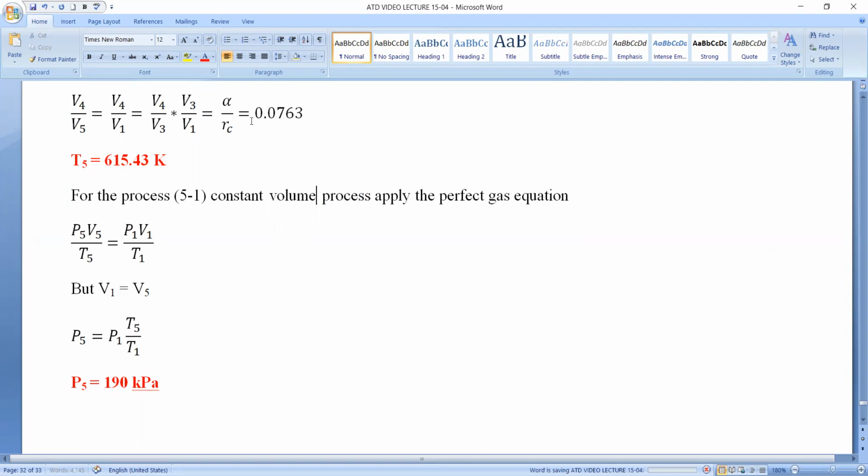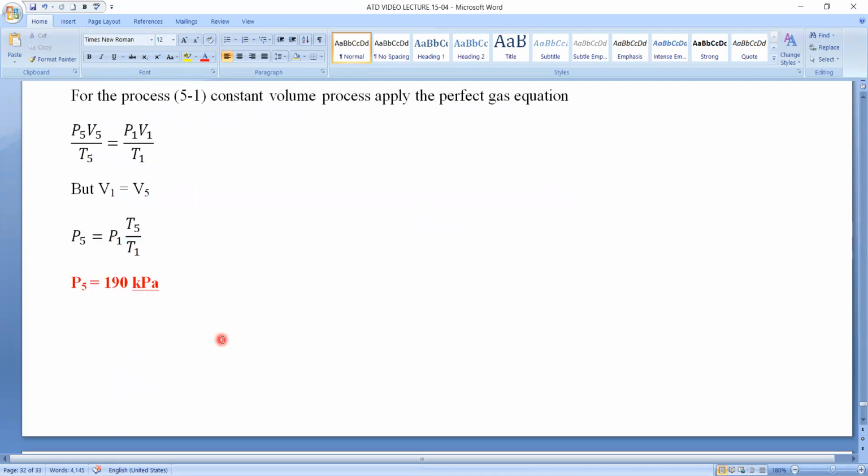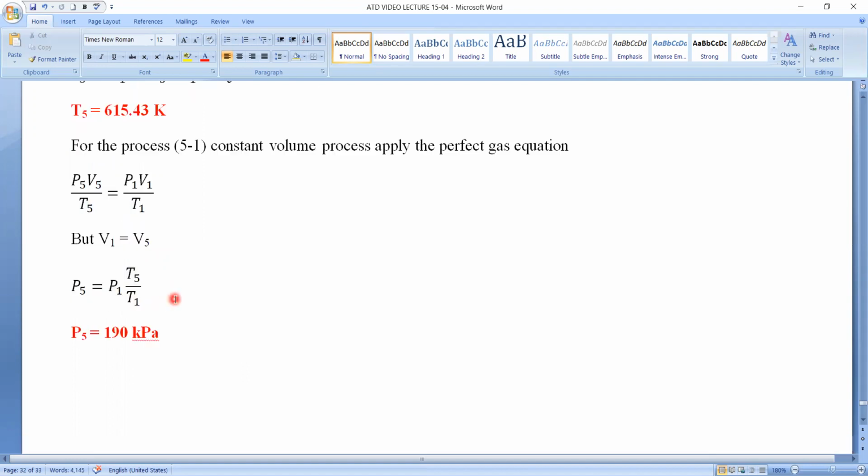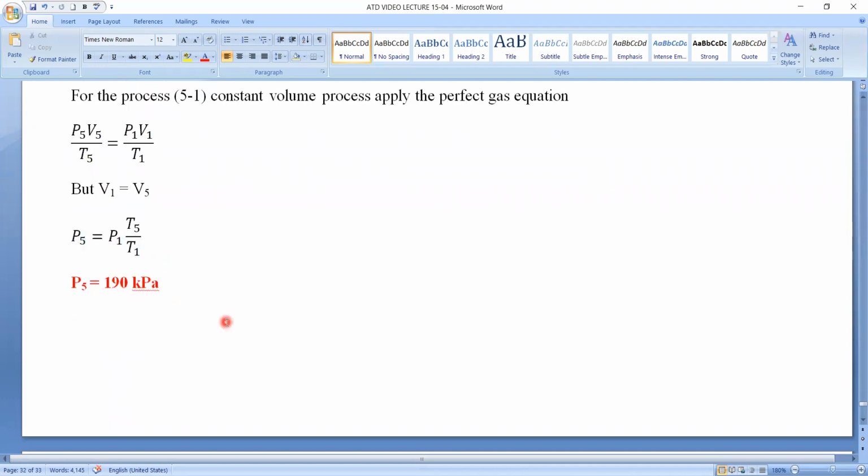Okay, fine. Now P5 V5 by T5 equals P1 V1 by T1. Since it is a constant volume process, I can cancel V5 and V1. So the only unknown is P5. So P5 equals P1 times T5 by T1. Substitute all the values, and you will get the value of P5 as 190 kilopascals. Okay, so we got the pressure and temperature at all the salient points.